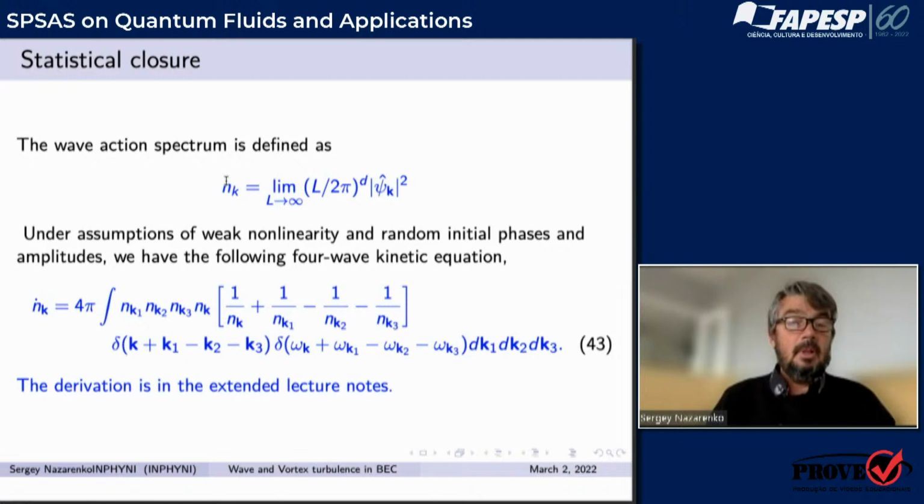This is to say that we are considering the limit where the size of the box tends to infinity, but the mean energy density in physical space is kept constant, independent of the size of the box. Unfortunately, I still have things to tell you, and the derivation of the kinetic equation would probably require at least one or better two or three lectures on its own. So I'll refer you to the extended lecture notes that I shared with you for such a derivation.